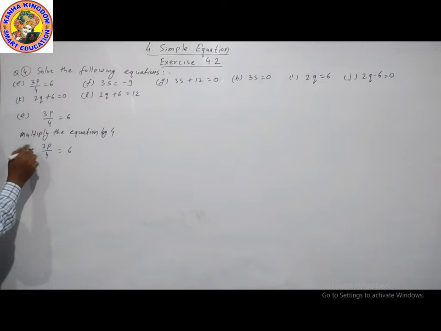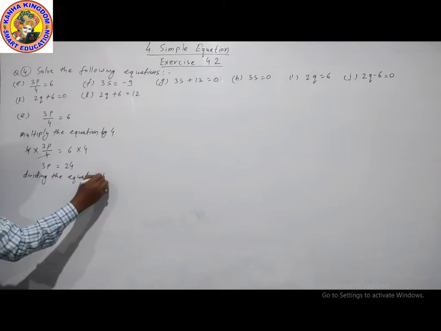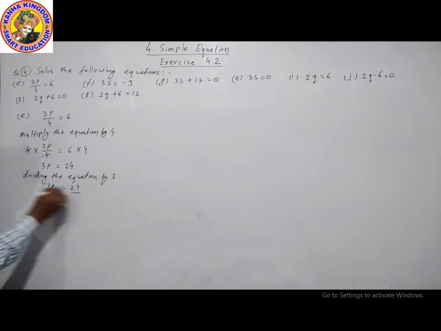Dividing the equation by 3. 3p is equal to 24. Now dividing both sides by 3. 3 and 3 cancel. p is equal to 24 upon 3, 8. So the answer is p is equal to 8. Now part F.